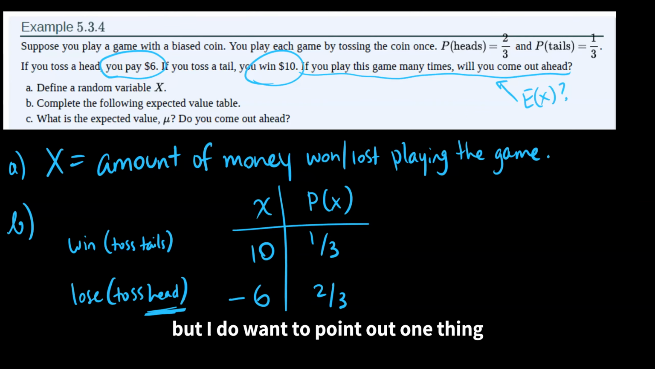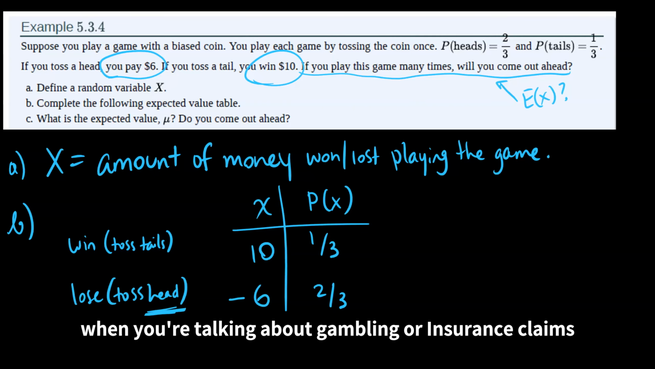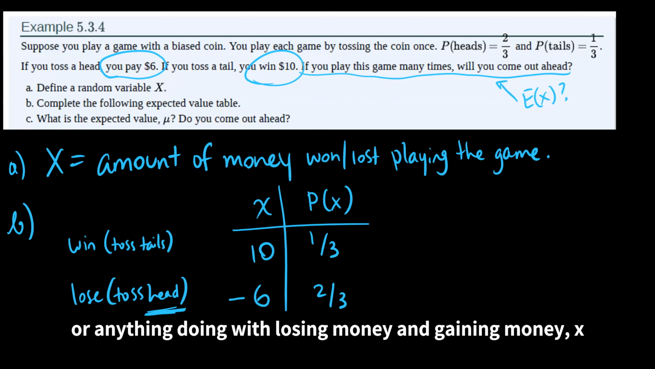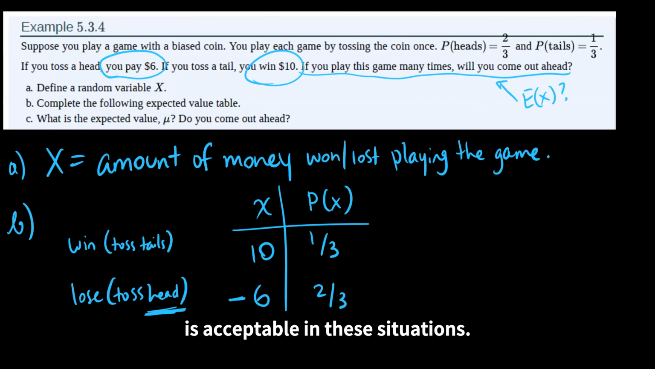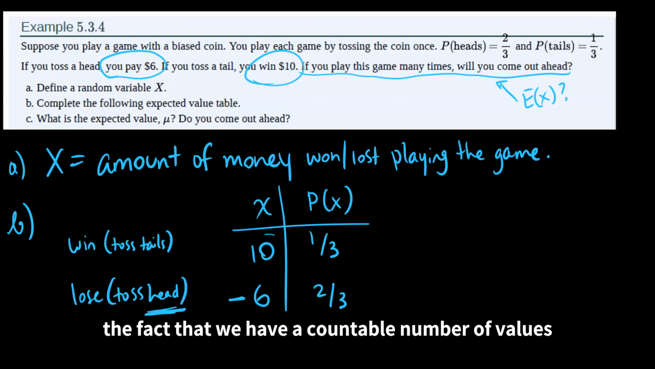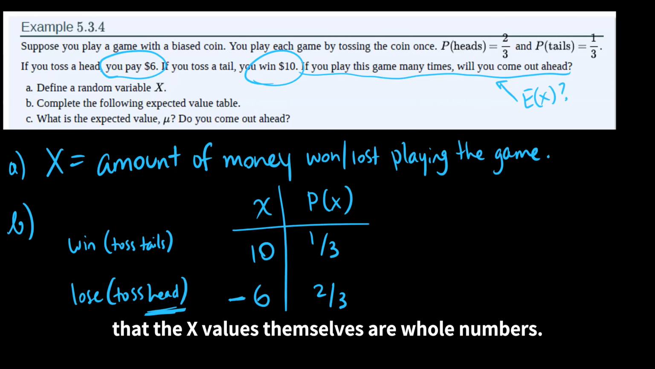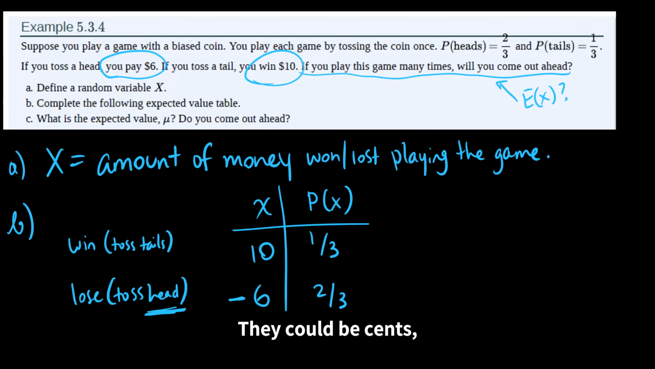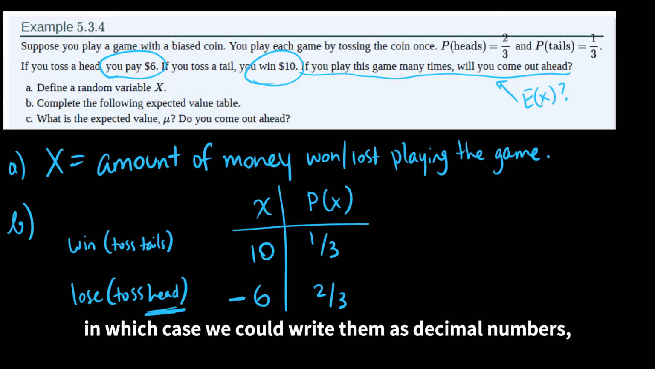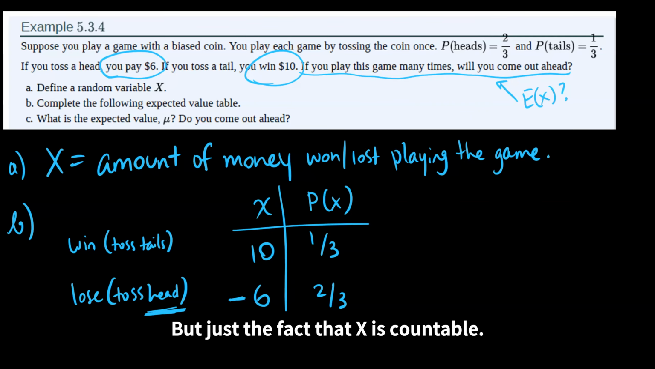But I do want to point out one thing. With this type of table, when you're talking about gambling or insurance claims or anything to do with losing money and gaining money, x taking on a negative value is acceptable in these situations. The idea of a discrete probability distribution comes from the fact that we have a countable number of values for x. Not necessarily that the x values themselves are whole numbers. They could be cents, in which case we could write them as decimal numbers, for example. But just the fact that x is countable.